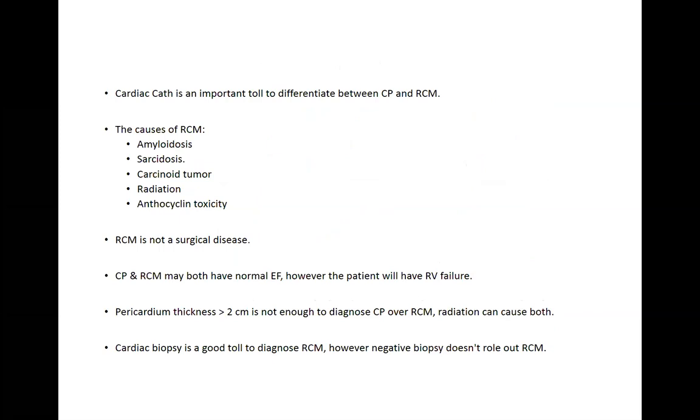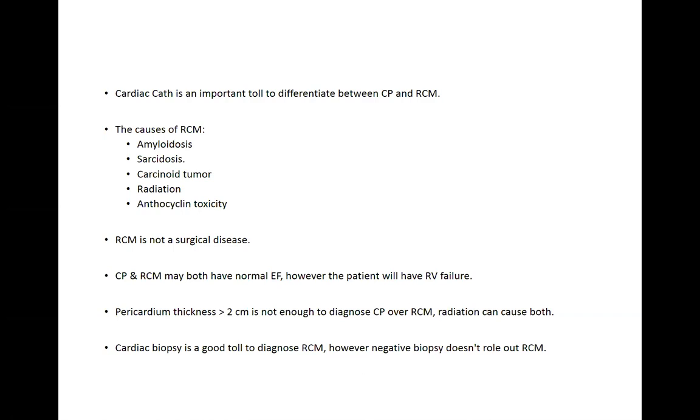First of all, you need to know from the history if there is anything that can lead to a restrictive cardiomyopathy, like a history of amyloidosis, sarcoidosis, a cardiac tumor, radiation, or anthracycline toxicity. You need to know that restrictive cardiomyopathy is not a surgical disease, because it's a myocardial issue.